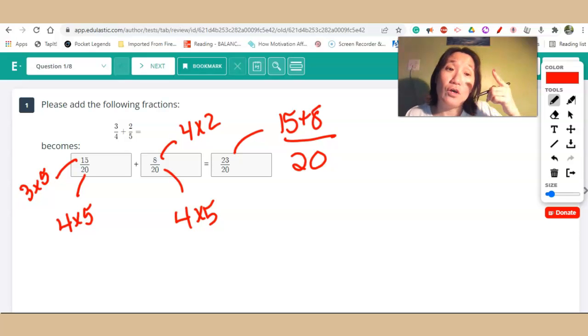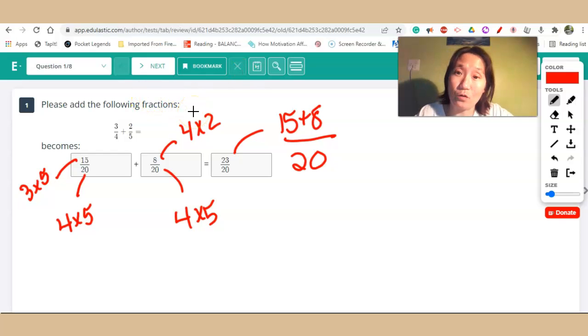Okay? I wish you well on the next 3 problems. You also will have some fractions where you'll be creating common denominators. Again, very similar.